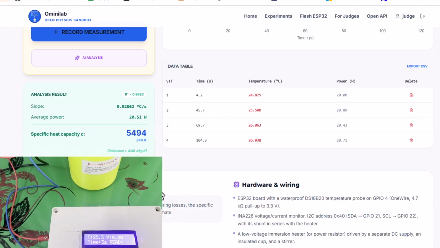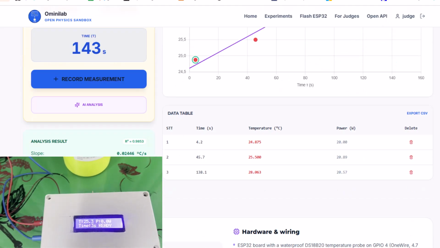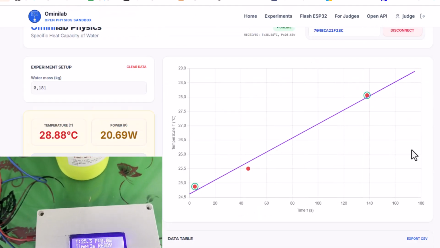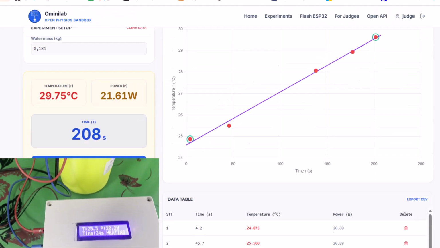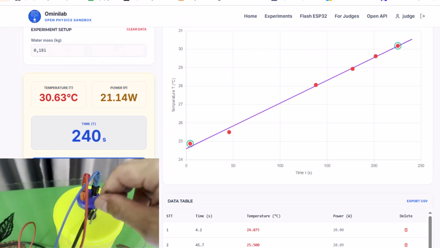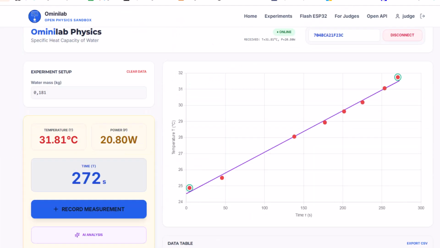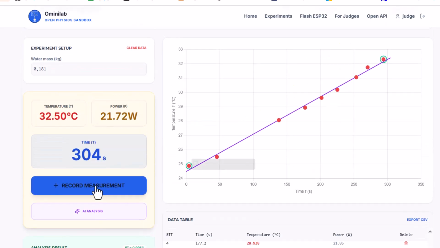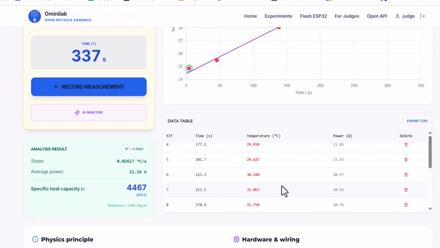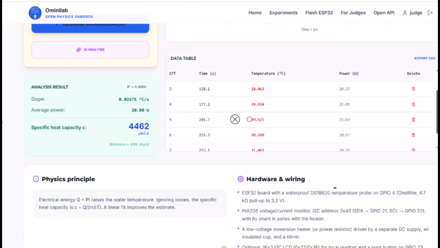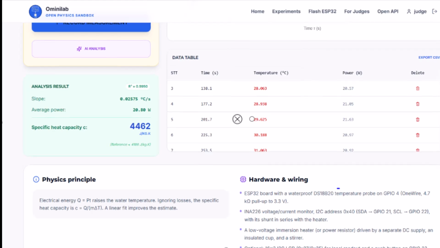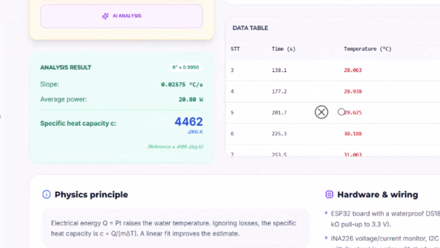Our second experiment explores thermodynamics through specific heat capacity. Here, we push the IoT capabilities further by simultaneously streaming data from a DS18B20 temperature probe and an INA226 power monitor into the same unified platform. As the immersion heater warms the water, the browser flawlessly plots the temperature rise against time, while accurately tracking the total electrical energy delivered in joules.